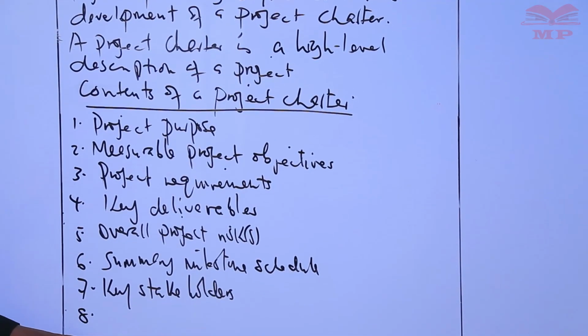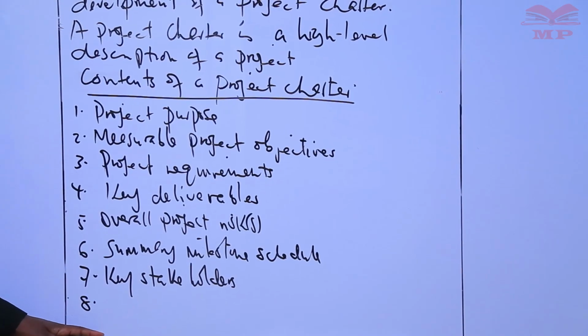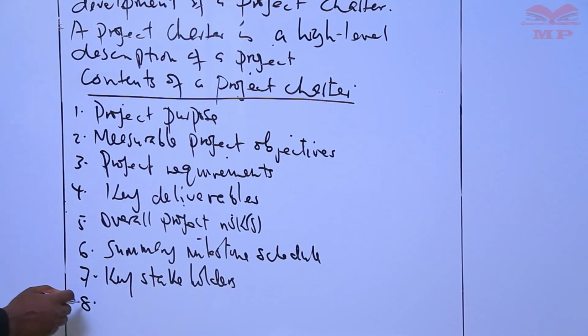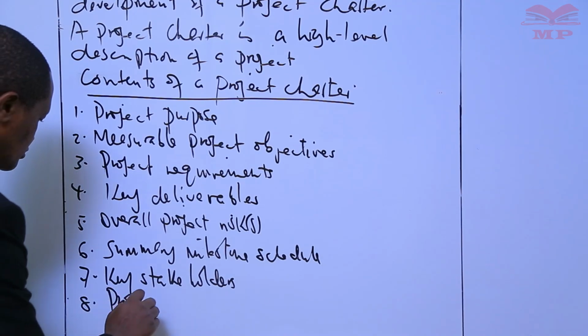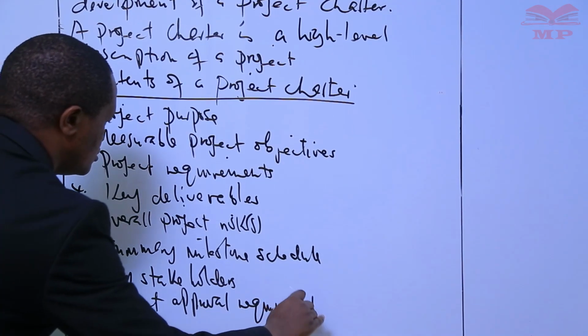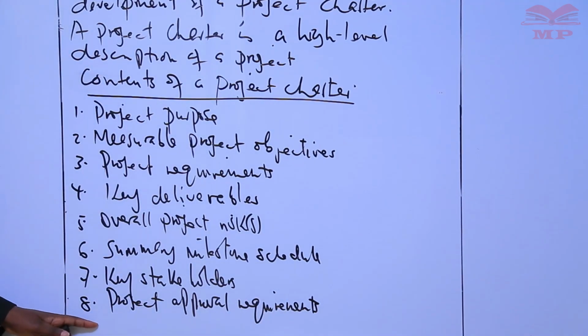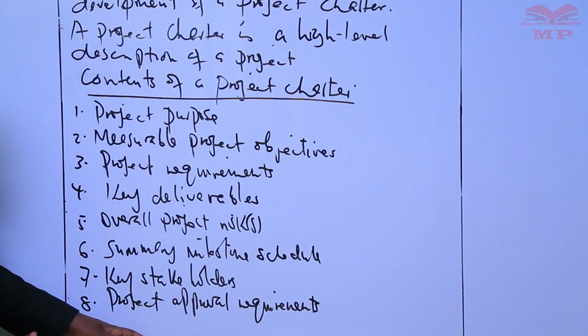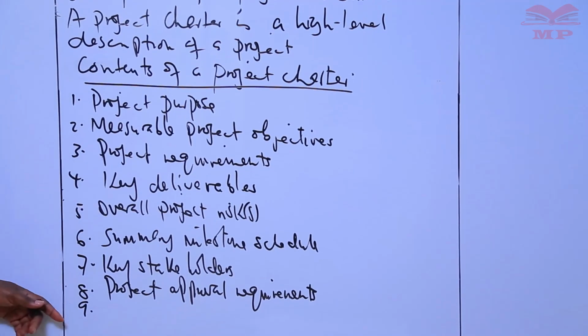And number eight, we can go on and on. On number eight, we have the project approval requirements. What are the project approval requirements? Before a project is undertaken, approval may be required from the authorities, from the government, from the county government, from licensing bodies like NEMA and all that. So project approval requirements may also be contained in a project charter.